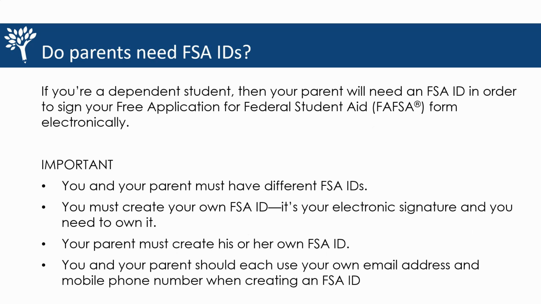A lot of people wonder if parents need an FSA ID. Parents can obtain an FSA ID in order to sign electronically a FAFSA application. If a parent doesn't have an FSA ID or is unable to create one, they will sign the FAFSA application with a paper signature. If you're a dependent student and your parent's information is listed on the FAFSA, then you will need a signature from that parent in order to complete your application. Both the student and the parent in that case would need an FSA ID to sign electronically, or the parent can print it out and sign it on their own.